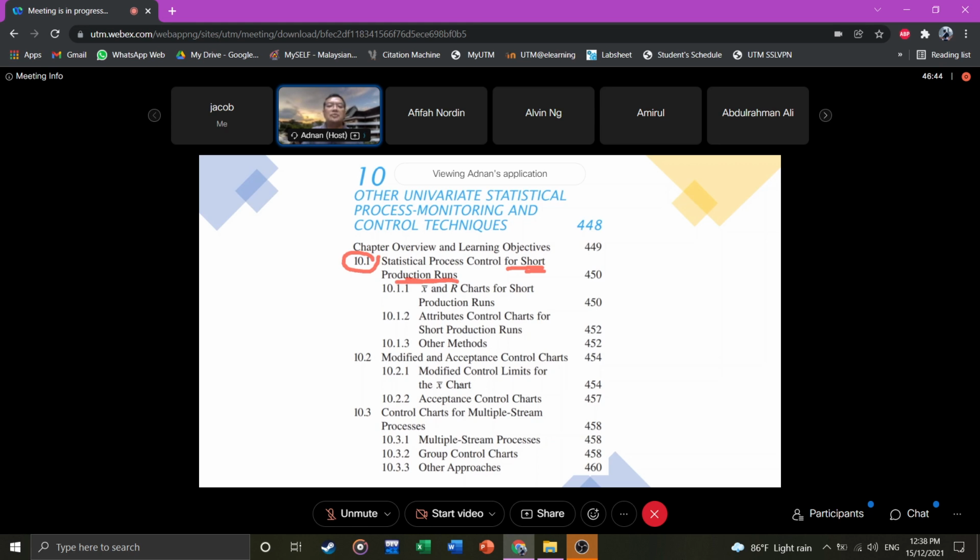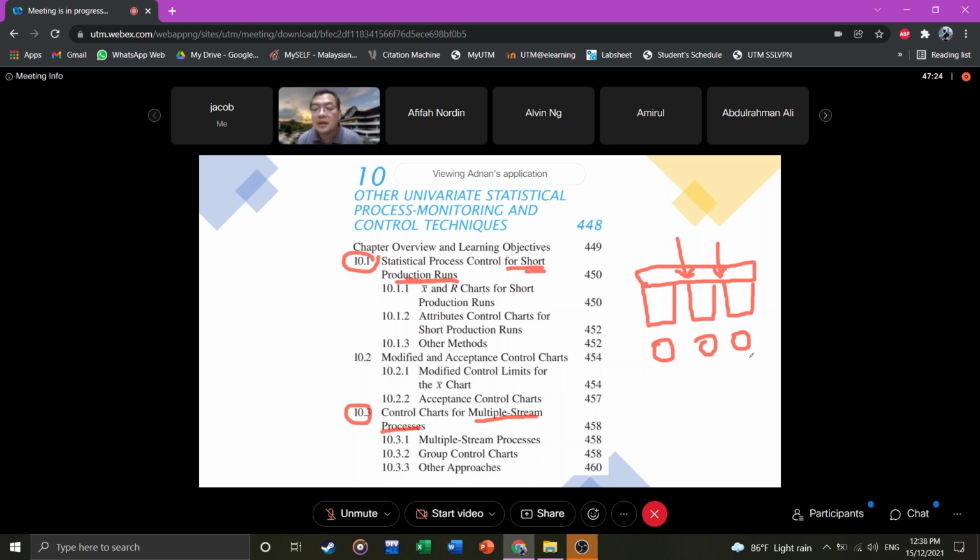Another issue that we are facing is that many processes now go multi-stream. So not only one unit comes out from the process, but multiple products come out. For example, in injection molding, you may have multiple heads on the mold. Let's say I have 3 heads. Every time you press, you may have 3 items out. So how can we monitor this?